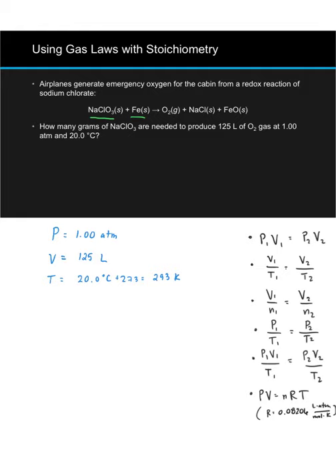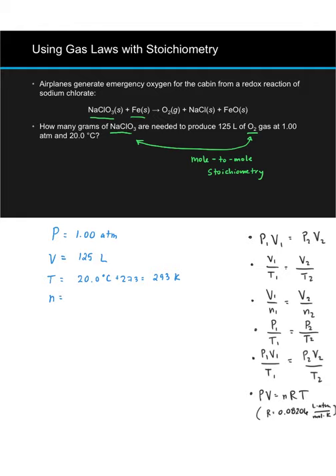And because we need to know something about grams of sodium chlorate, but only have a reaction that involves oxygen, we need to be able to interconvert between oxygen and NaClO3. This requires us to do a mole-to-mole stoichiometric conversion. We need to know how many moles of oxygen we have to be able to calculate the number of moles and then the number of grams of sodium chlorate that produced that oxygen. So we're taking a leap here.